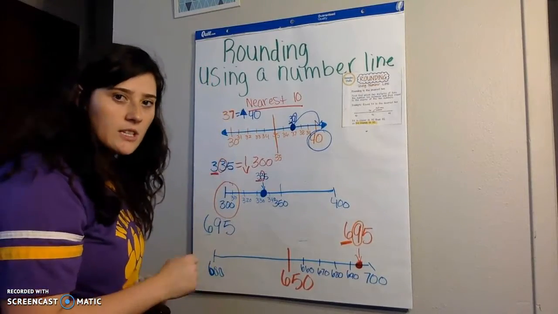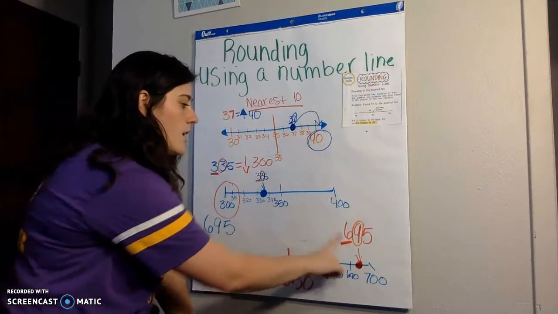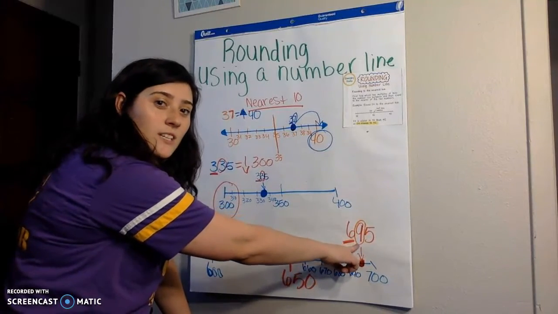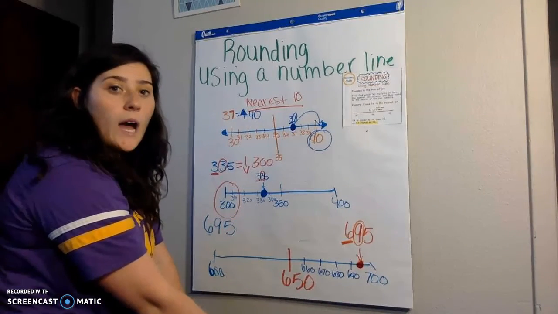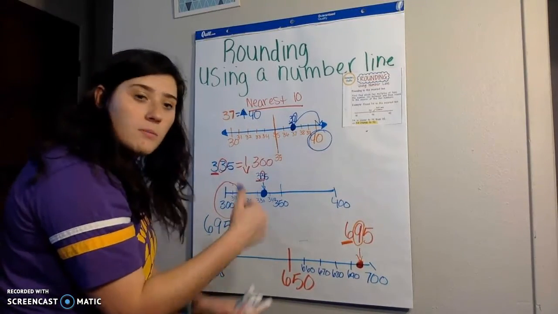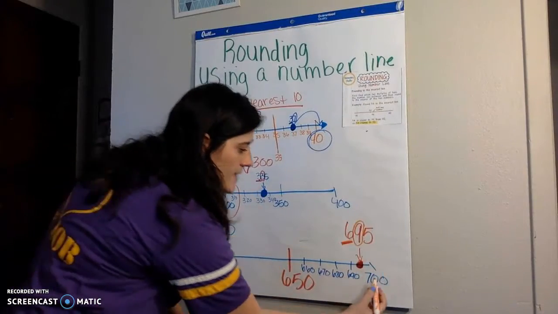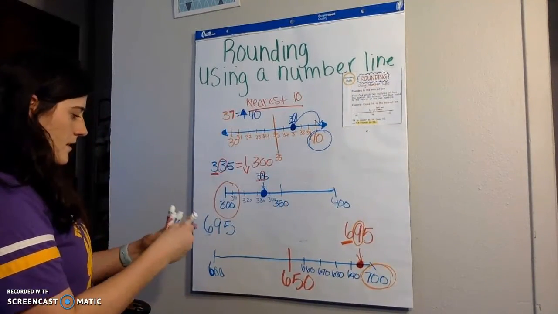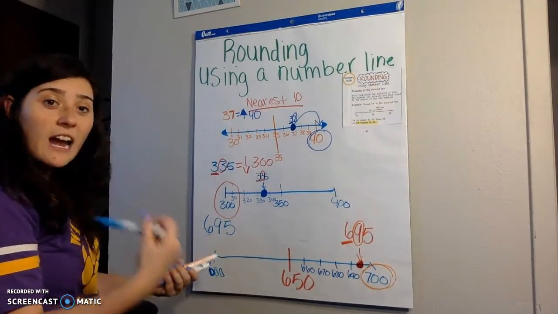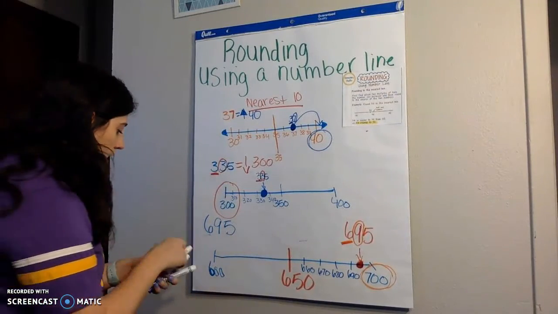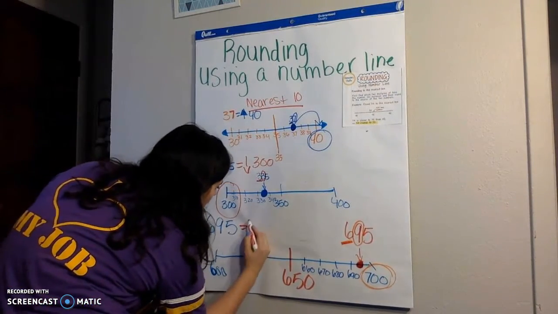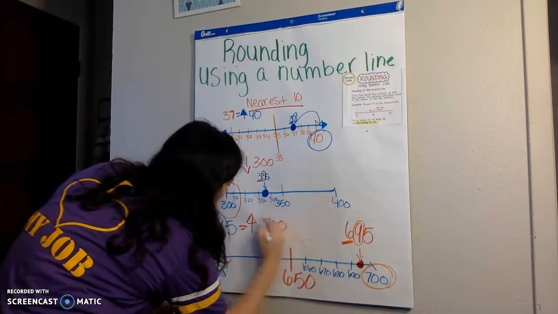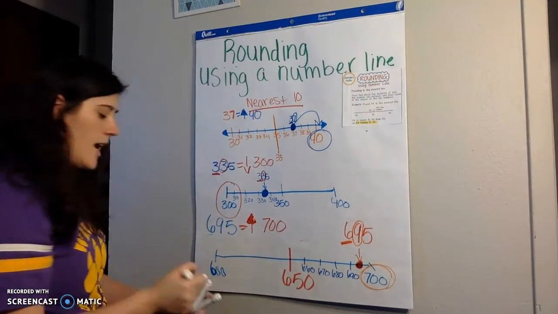Okay, so we're going to do this real fast. 9 is greater than 5, so we know that we're going to have to round what? Round up. So we have to round up to 700. So I know that 695 rounded to the nearest 100 is going to equal, rounded up, 700.